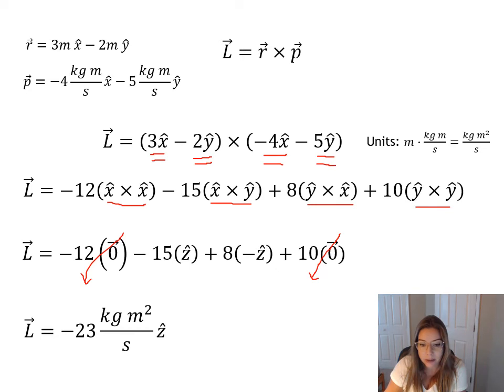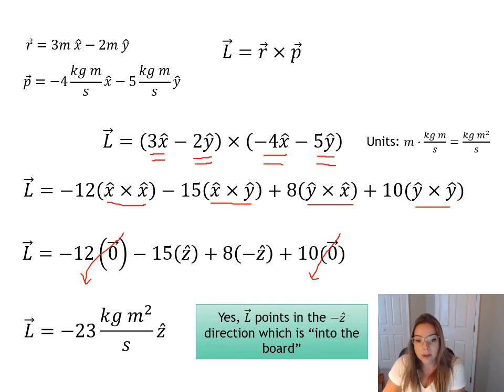That is a vector. It's in component form. It just has one vector component, and it's in the negative z direction. And what do you know? That actually agrees with our right-hand rule that we did previously.